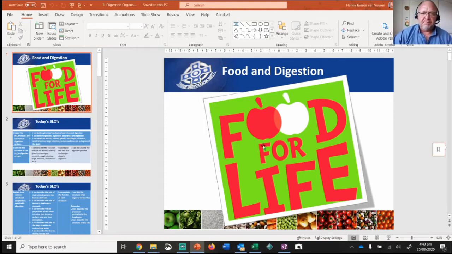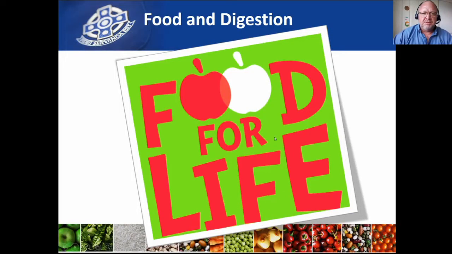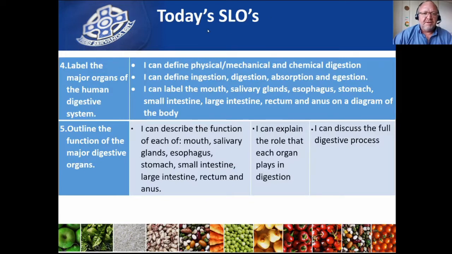Okay, so which organs do we use to break down our food? The specific learning outcomes: you can label the major organs of the human digestive system. You can describe the function of each: the mouth, your saliva, that's your spit, the salivary glands where the spit is made, your esophagus, your stomach, your small intestine, large intestine, rectum, and your anus. And you can explain the role that each organ plays in digestion.